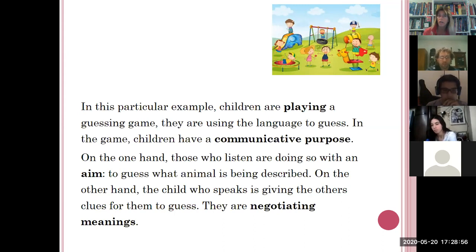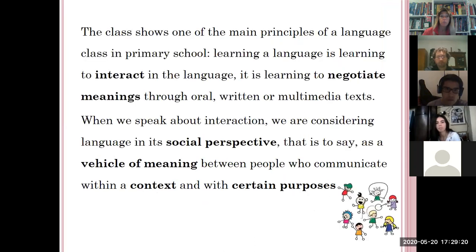What are they doing there? They are negotiating meaning. Okay? So they are playing. There is a communicative purpose. On the one hand, one is listening and the other is speaking, right? And while they do that, they are negotiating meaning. And I guess that something which is very important is that they're having fun, okay? We don't need to forget that.